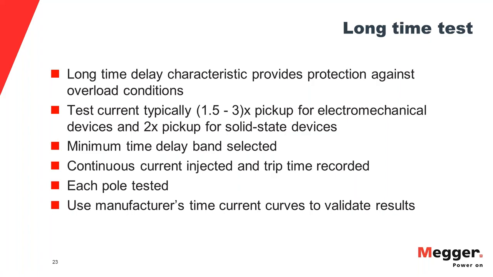The pickup level for the long time test is set pretty close to the rating of the overcurrent device. So the test current is set at 1.5 to 3 times the pickup for electromechanical devices, twice the pickup for solid state devices. The minimum time delay band is selected. And to do this test, you would inject the current continuously and then record the trip time. The trip times are typically in the range of 10 to 50 seconds. Each pole needs to be tested separately because these test sets are usually single-phase test sets. The manufacturer's time current curves need to be used to validate the results.